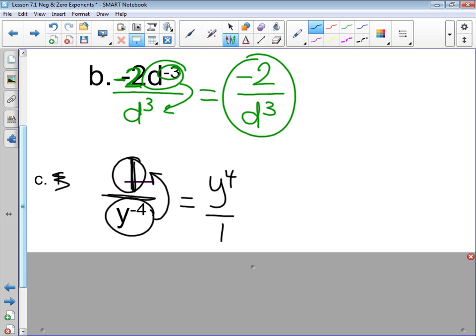What about this one? What happened to it? Well, I can write it in like this, 1 times y to the fourth. But really these 1's don't add anything to it. 1 y to the fourth is the same as y to the fourth, and over 1 is just the same as having a whole number, so that's my answer.